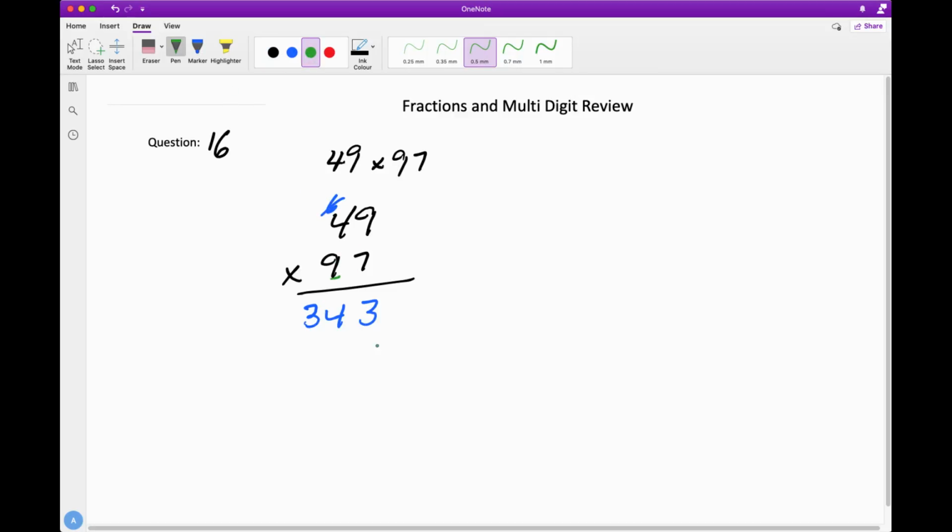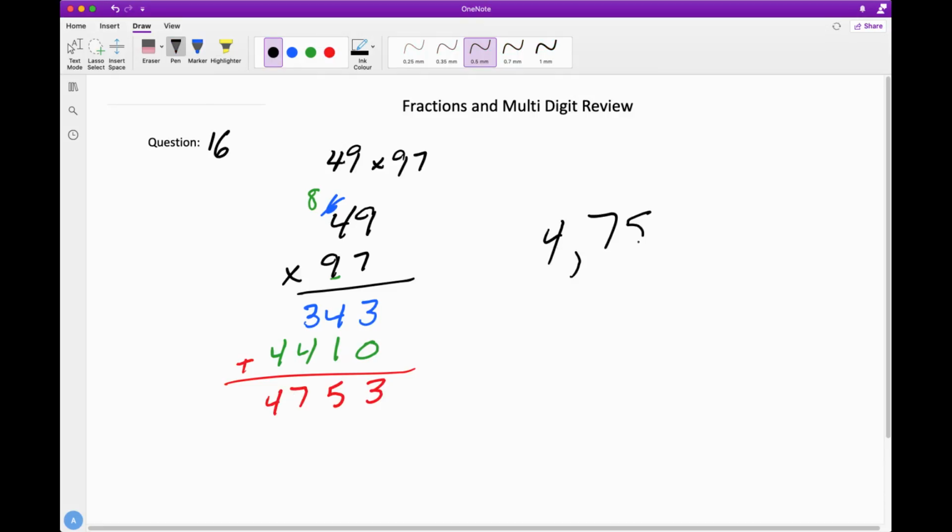Since it's a tens, I know I need to put my 0. 9 times 9 is 81. And now 9 times 4 is 36, plus 8 is 44. And now I'm going to go ahead and add these down. This gives me 3, 5, 7, and 4. So my final answer is 4,753.